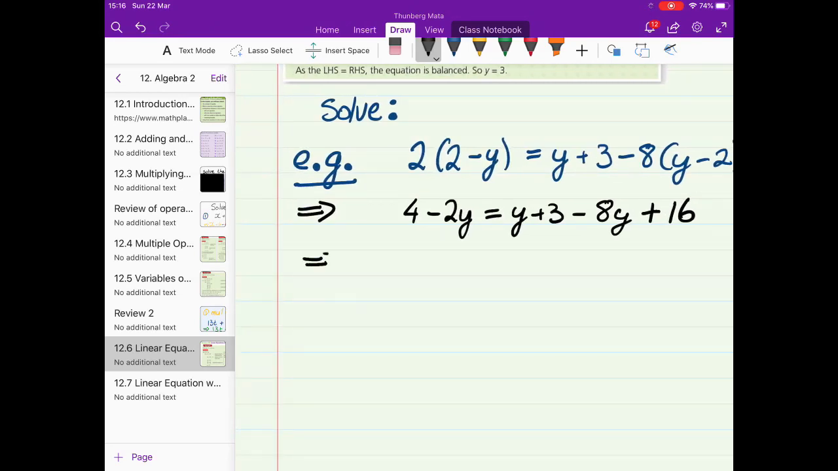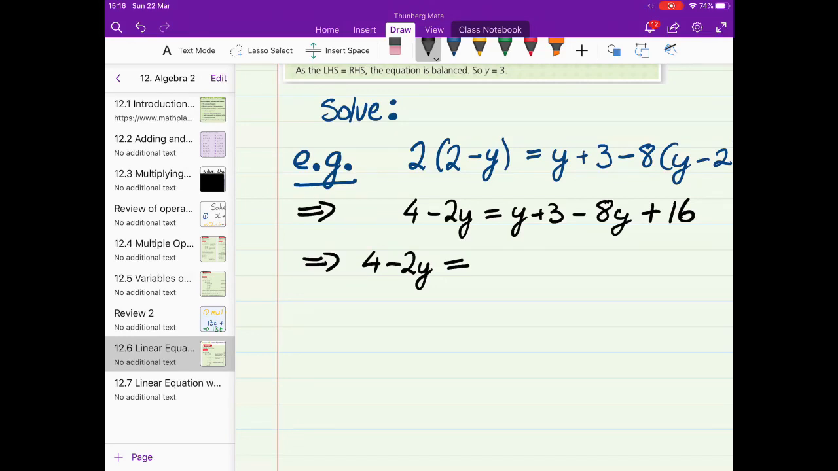So now I'm going to pair together any variables that I can. So on the left hand side of my equation, there's no variables or numbers that can be paired together there. If we look here, there is certain things we can simplify. So we have a y and a minus 8y.